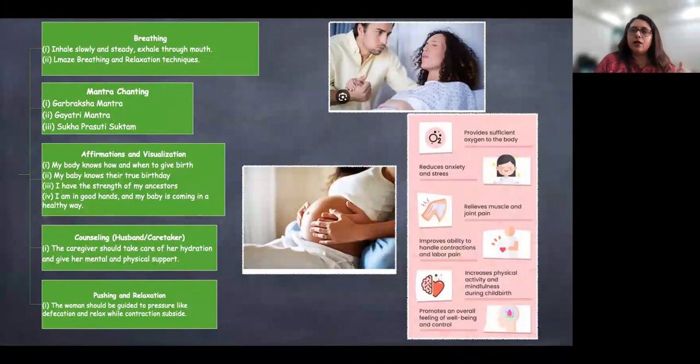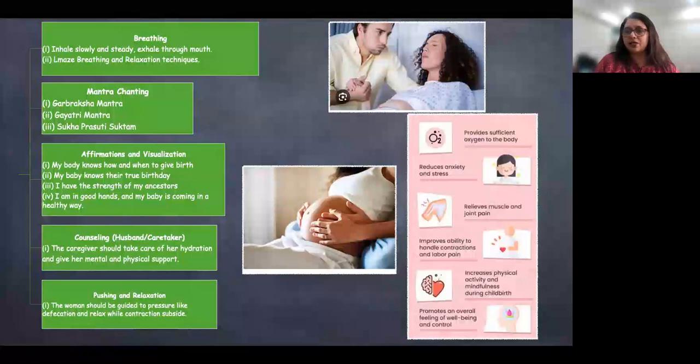Then comes the counseling of the husband or the caretaker. This is for the moral support, as well as for the postures. Just being mentally present makes a big impact on the delivering lady.